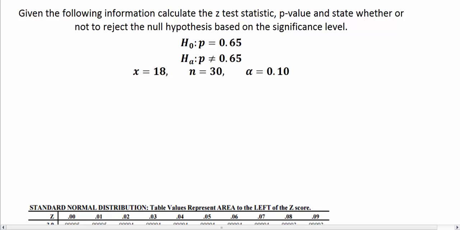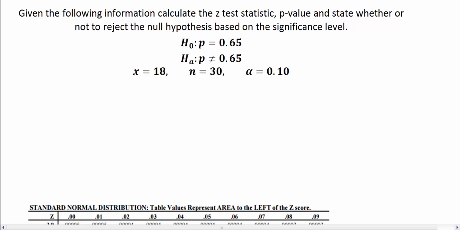Following information, let's calculate the z-test statistic, p-value, and state whether or not we should reject the null hypothesis based upon our significance level. Here we have a null hypothesis where our proportion is equal to 0.65, that's the claim, and the alternative is that the proportion is not equal to 0.65. So what this means is that we have a two-sided proportions test, where x, the number of successes, is equal to 18, n is our sample size equal to 30, and our significance level is 0.10.